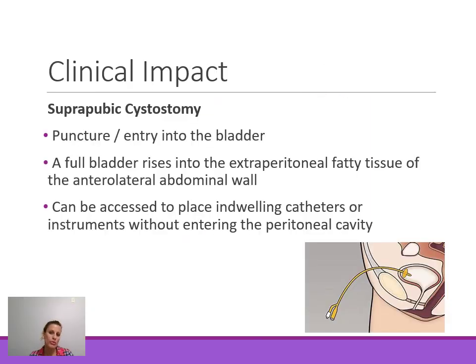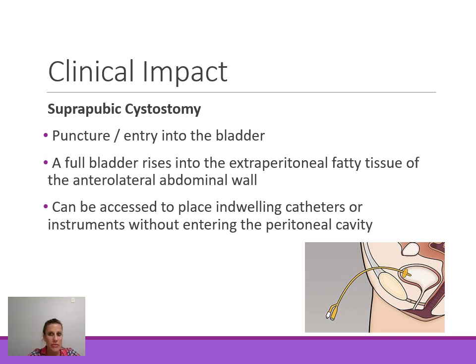A suprapubic cystostomy is when a stoma, or an opening, is created into the bladder, and the entry into the bladder is from a suprapubic position. So entering the bladder without going through the urethra and without having to traverse the peritoneum or open the peritoneum in any way.